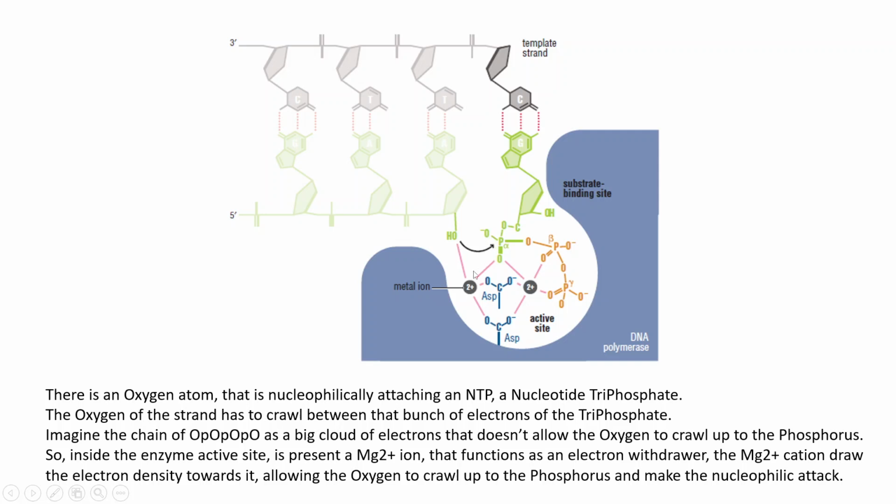Not completely, it just pulls the density towards it and polarizes it such that the oxygen can access the phosphorus. It's not exactly how it's happening, but it's a nice way to visualize it. So it pulls the electron cloud a little bit towards itself and allows the oxygen to make the nucleophilic attack that forms the phosphodiester linkage. So I thought that's a nice way to envision what's going on inside this catalytic pocket of DNA polymerase and how the cofactor magnesium is important for this process, right? So I hope that is clear for everyone.